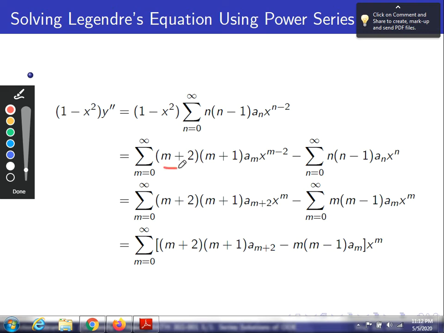So notice that's the reason in this sum we had to replace n minus 2 with m, so that the exponent would be x to the n, not x to the n minus 2. So it's a like term to what we see in the second series. (n plus 2) times (n plus 1) times a sub n plus 2 minus m times (m minus 1) times a sub m, all times x to the n. So one power series, a bunch of terms inside the summand, and as coefficients of x to the n.